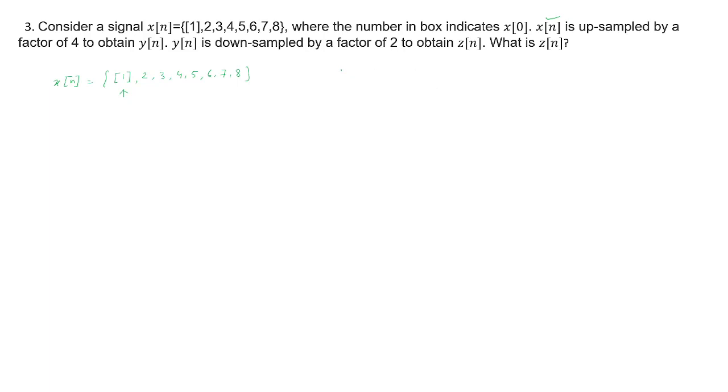Okay. So let us first denote the operation by a block diagram so that the overall picture becomes clear to us. xn passes through an upsampling block with a factor of 4. We obtain yn, and this passes through a downsampler block, the downsampling factor of 2, and we obtain the output sequence zn. We are interested in zn.